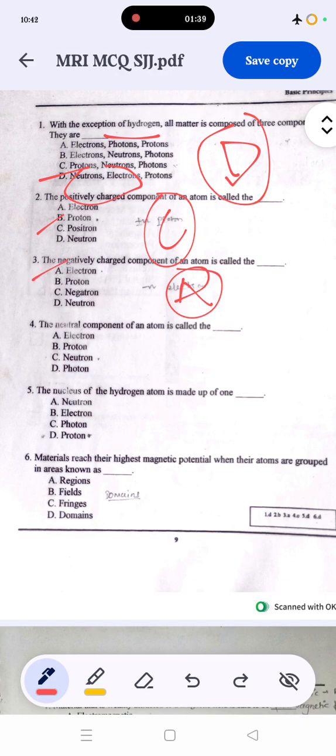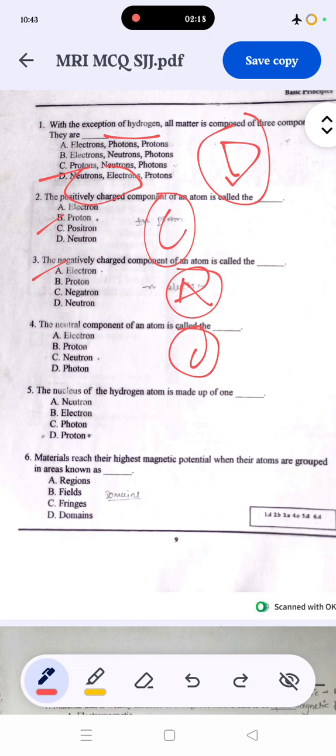Then the neutral component of an atom is called a neutron, C. The neutron is the neutral component, and the atom is composed of the nucleus. The nucleus is made of proton and neutron, and in the shells, the K shell and L shell, are the electrons. Electrons are negatively charged and are affected by X-rays. The nucleus of the hydrogen atom was covered in the last theory lecture: hydrogen atom, proton, neutron, electron. These questions come from this session.